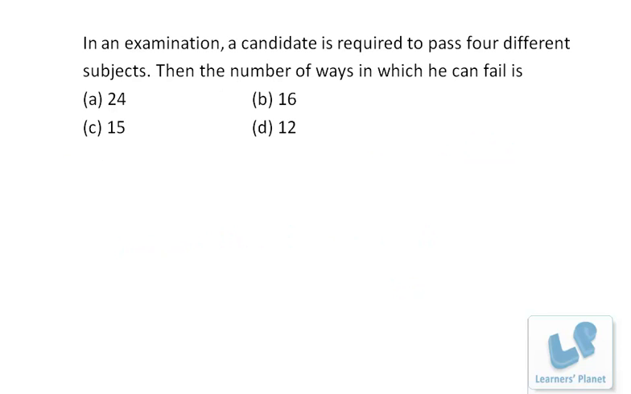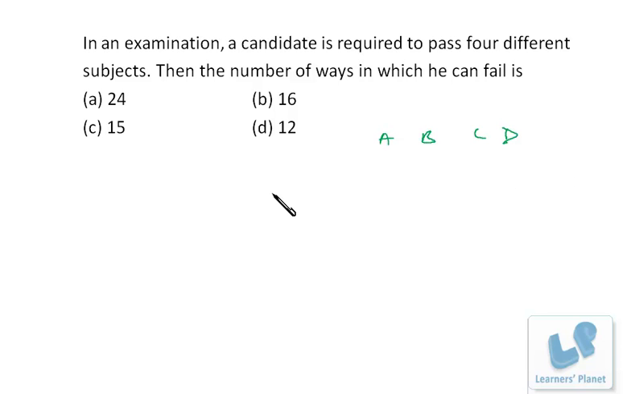Now friends, let's see this question. In an examination, a candidate is required to pass 4 different subjects, then the number of ways in which he can fail is? Friends, various methods are there to approach this problem. I'll take 1 or 2 methods. Suppose there are 4 subjects, maybe A, B, C and D. The candidate has to pass 4 subjects, and what are the number of ways in which he can fail? That means he has to fail in all 4 subjects, or in 3 subjects, or 2 subjects, or 1 subject. He cannot pass all the 4 subjects.